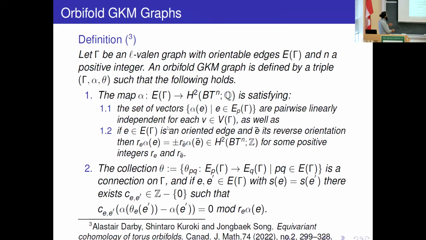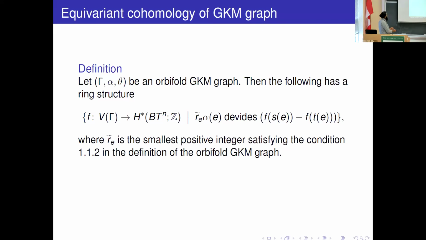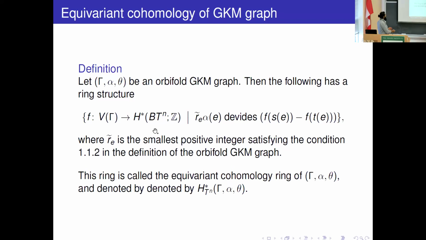So if alpha is satisfying the relation, then if we multiply by some positive number, they also satisfy the relation. So what we want to take is the minimum one in the definition. Okay. So this has a ring structure, and that is called the equivariant cohomology ring corresponding to this orbifold GKM graph. Right? Okay, it is denoted by this one.